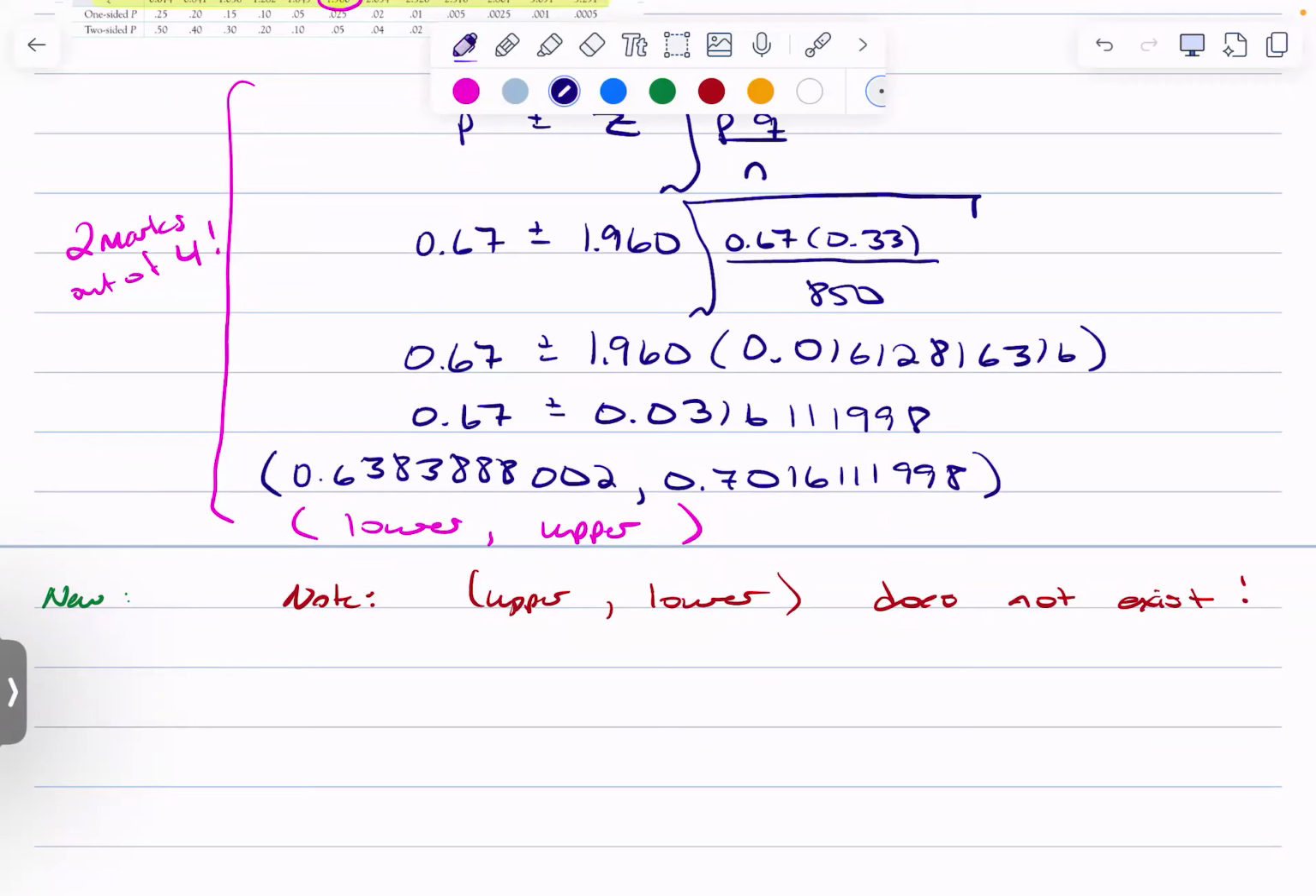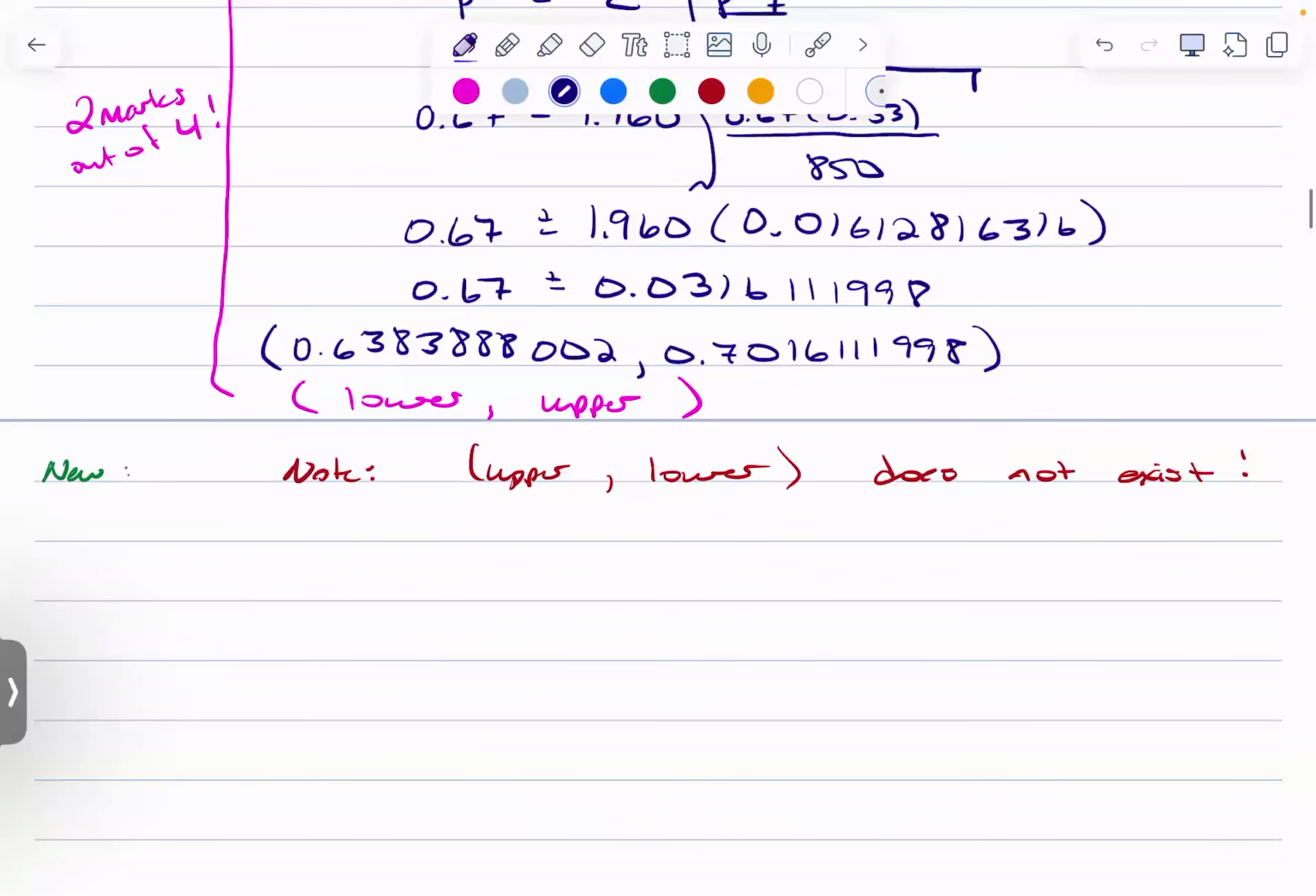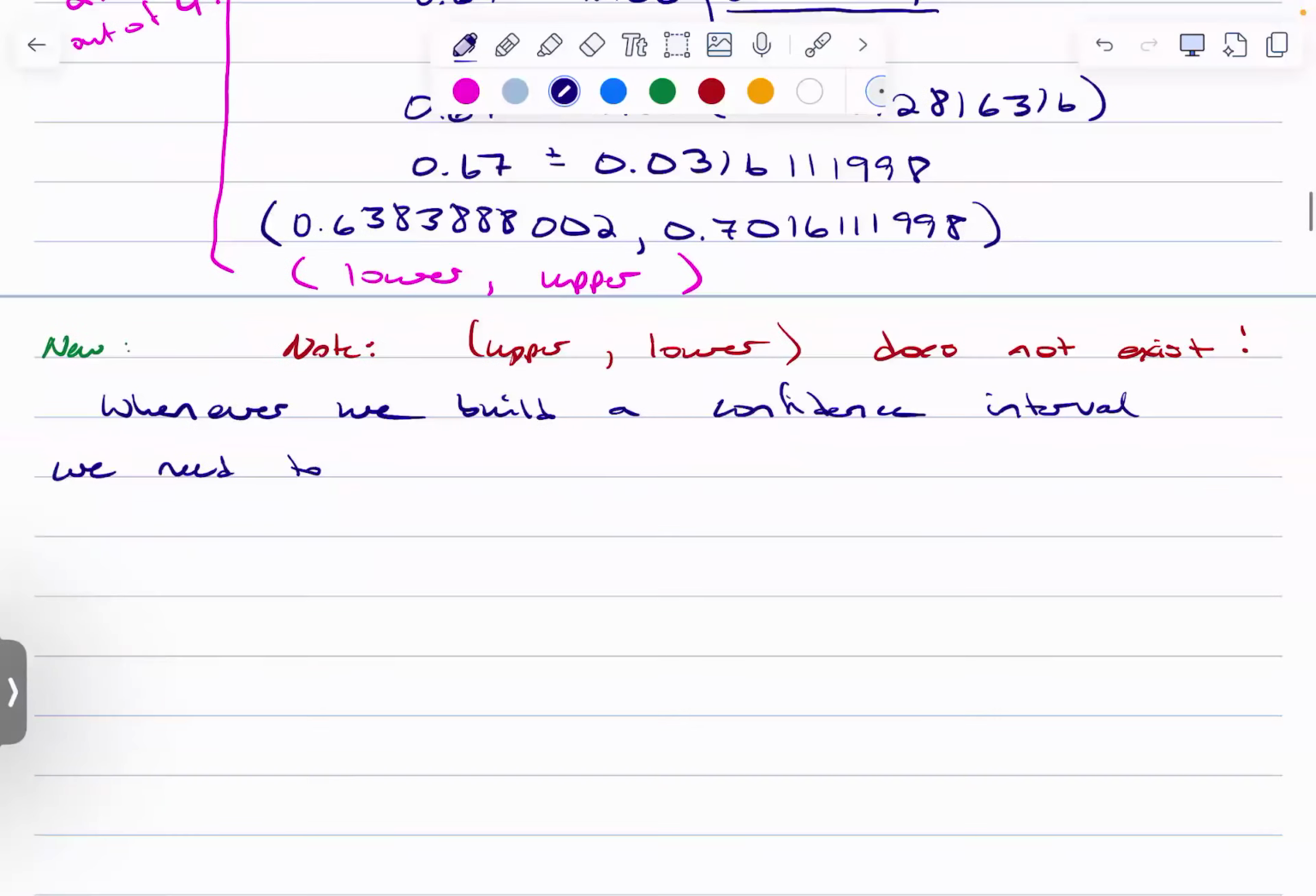Math is fine. You can get software to do it, right? Excel will make you a confidence interval. And so that's only half the marks. The other half of the marks is the interpretation. Okay? And so whenever we build a confidence interval, we need to interpret it.